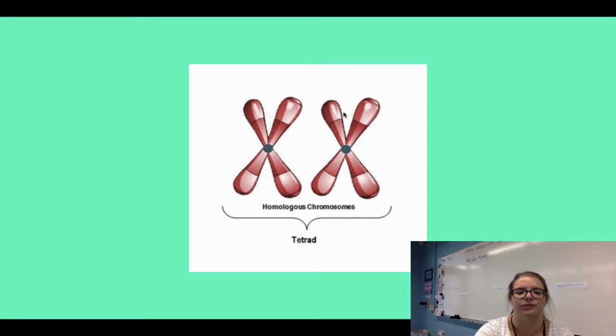And then this is our other chromosome, right? So this is like number 10. This is an identical copy. This is your other number 10 from dad, right? This is the identical copy. So together they make up the tetrad.